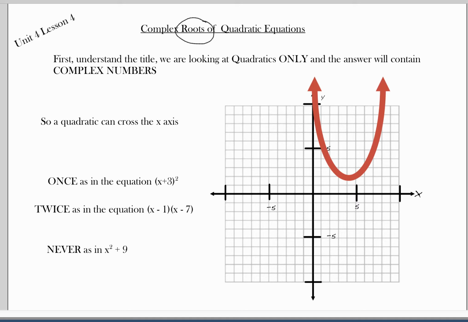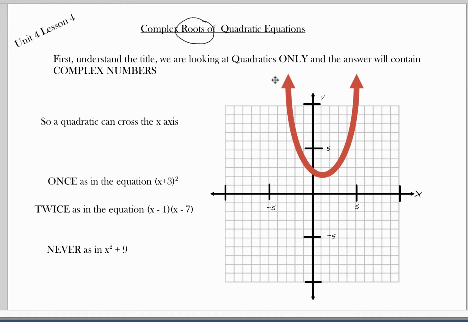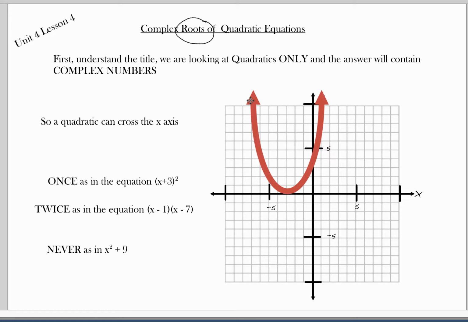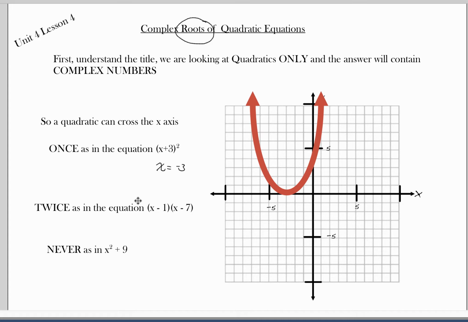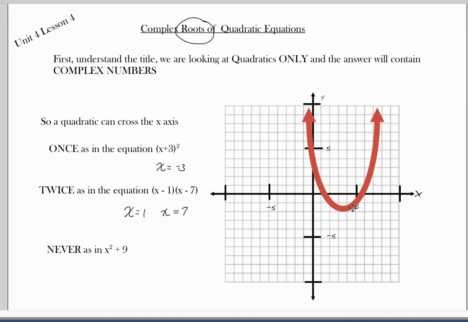Remember, a quadratic can do three things. It can cross the x-axis once, as if this were the equation x plus 3 squared. Remember, its root would be where x is negative 3. So there it is, crossing at negative 3. It can cross the x-axis twice, and here the roots would be 1 and 7. So it would look something like that, as close as I can get it.